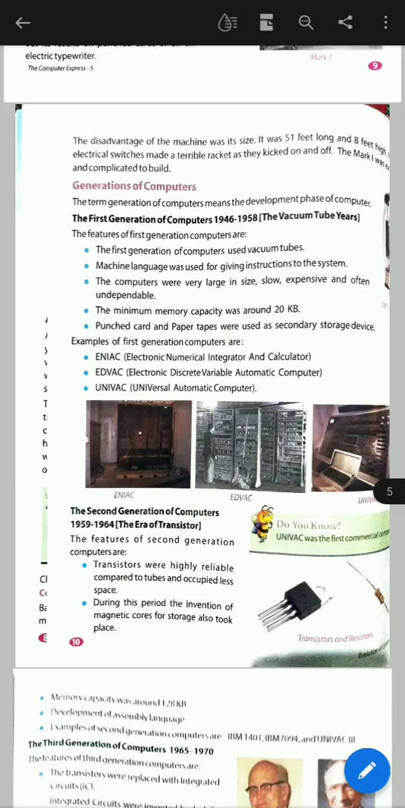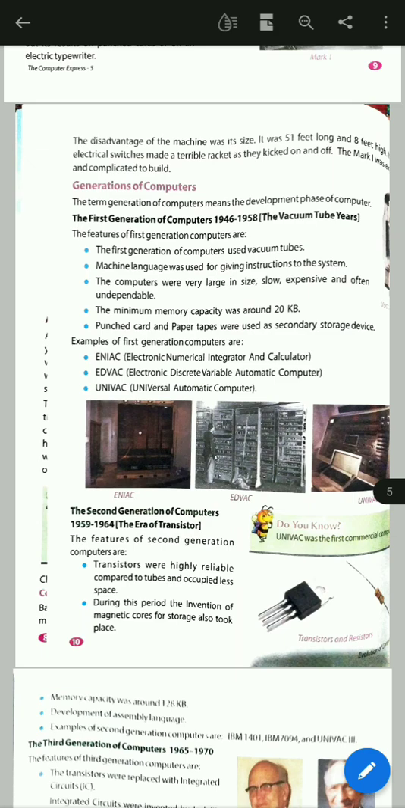Hello students, our next topic is generation of computers. The term generation of computer means the development phase of computer, the increasing growth of computers. The first generation of computers was from 1946 to 1958. These years were also called the vacuum tube years.